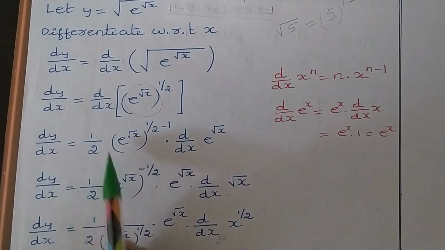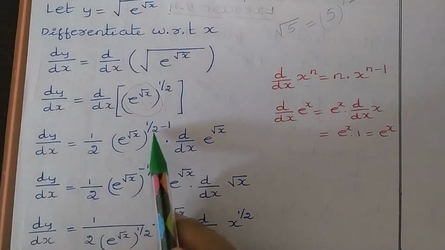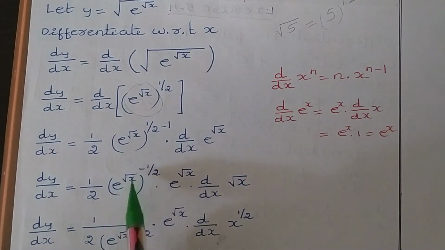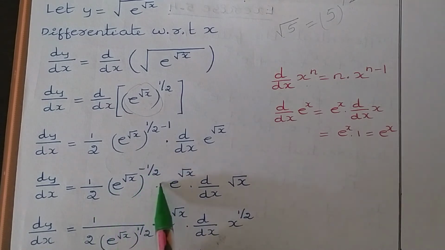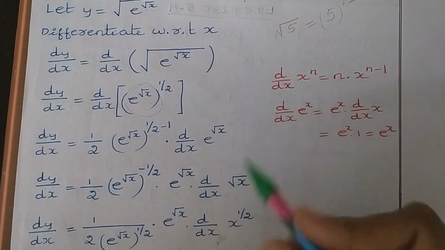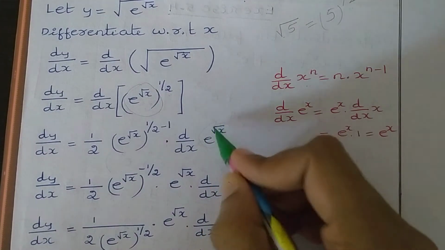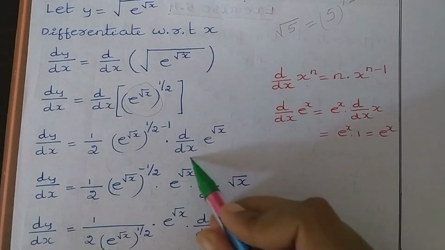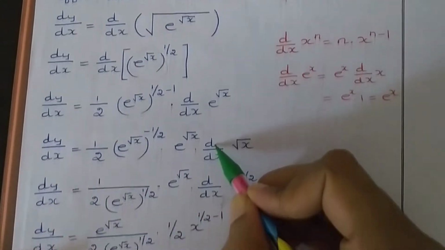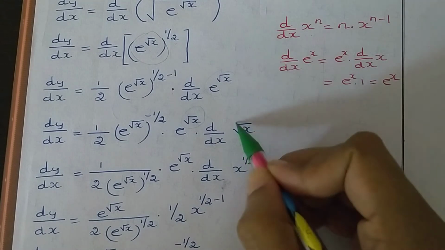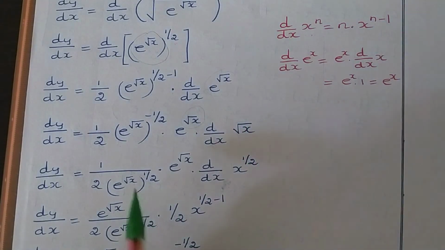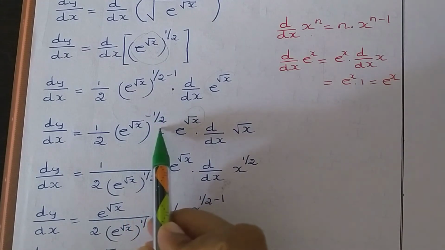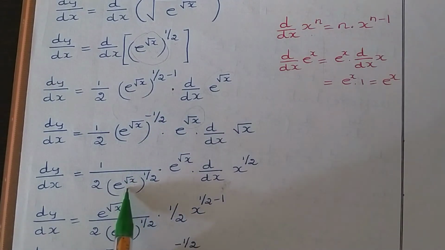Then in the next step, half into half minus 1 is minus half, e to the power square root x to the power minus half, then into e to the power square root x derivative is same, e to the power square root x. Further, again we have to differentiate this by applying the chain rule. So derivative of square root x. Then again here we have e to the power square root x minus half we have. So this I am writing in the denominator.